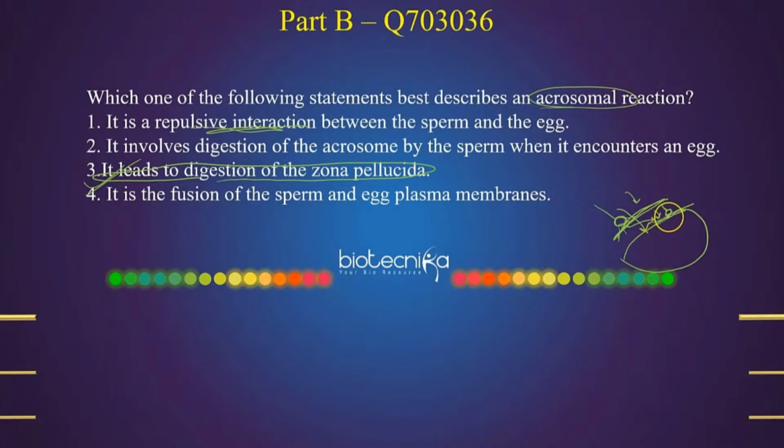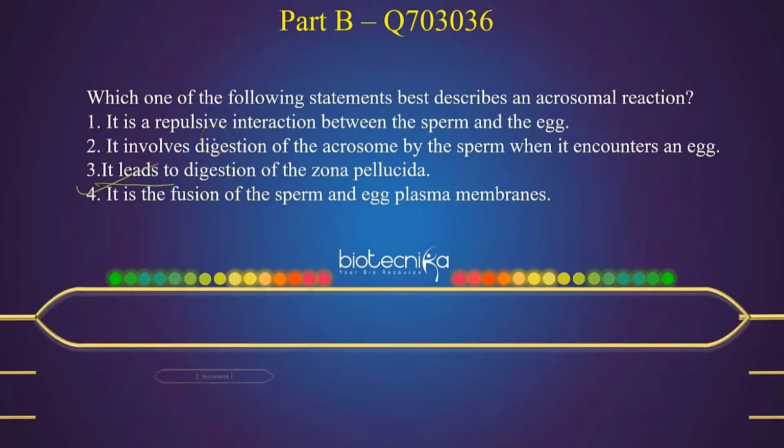Okay, so the acrosome is already removed. The acrosomal reaction at the zona pellucida is already happening. So it is not involved in the fusion process. For fusion, there are plasma membrane fusogenic proteins that help, but not the acrosome reaction. So the third option is the right answer.